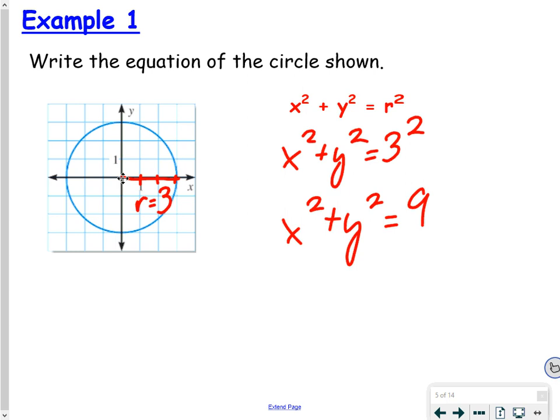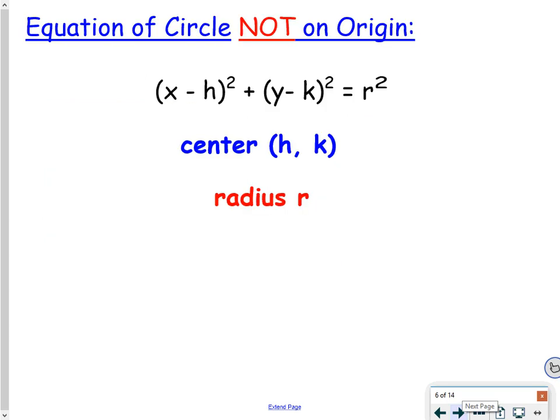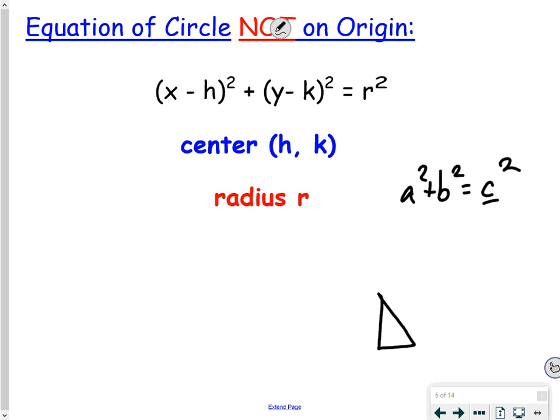All right, so when it's centered about the origin, it's really simple. If it's not centered about the origin, it's a little bit more difficult. This still comes from the Pythagorean theorem. Remember, in the Pythagorean theorem, we have a squared plus b squared equals c squared, where c is the hypotenuse of that right triangle. If we just think about a circle here, that would be r.